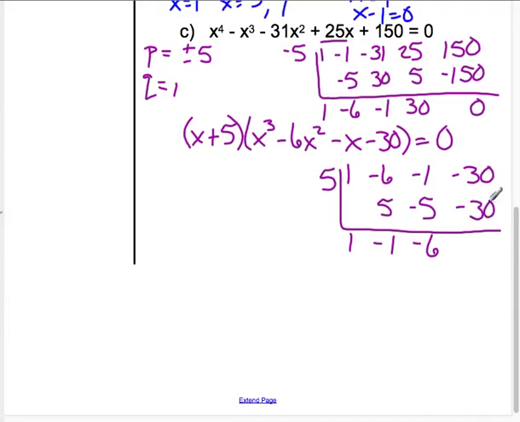multiply, and did I do something wrong? Because those aren't adding to 0. So maybe 5 wasn't a factor.